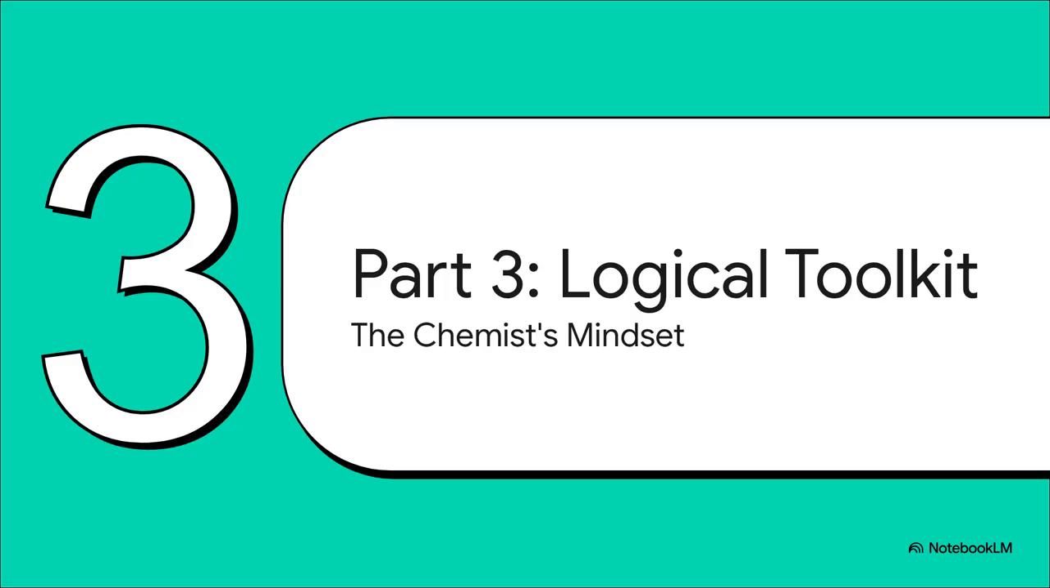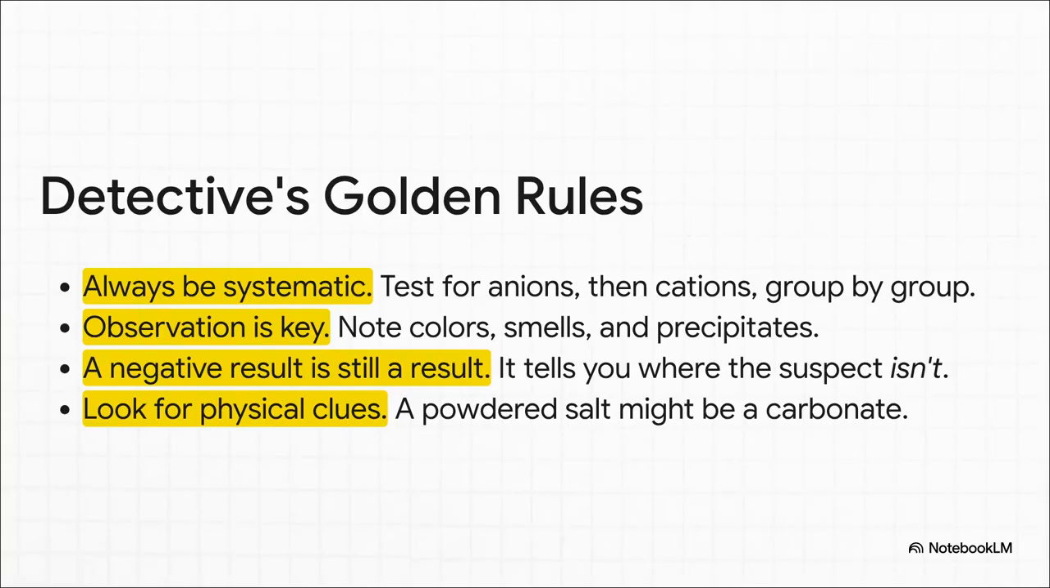So as you can see, this whole thing isn't just about randomly mixing chemicals and hoping for the best. No, it's about using a logical toolkit, a detective's framework to solve the puzzle. And these are the golden rules you have to live by. First, always be systematic. Anions, then cations, group 0, then group 1, and so on. Second, trust your observations. The colors, the smells, any solids that suddenly appear, they're all clues. And maybe the most important rule of all, a negative result is not a failure, it's a success. It tells you what your salt isn't, which helps you zero in on what it is.